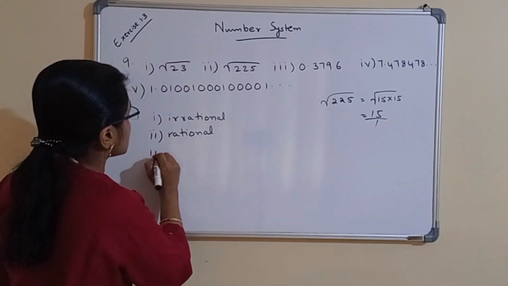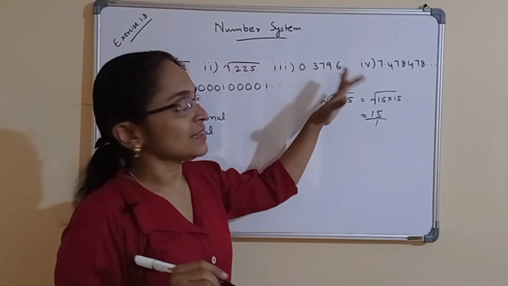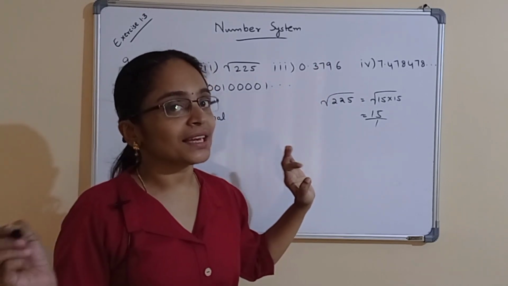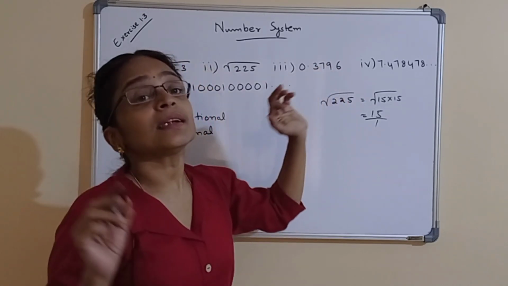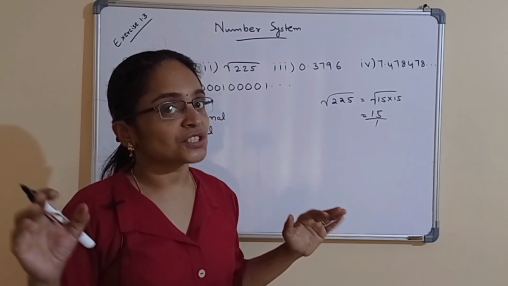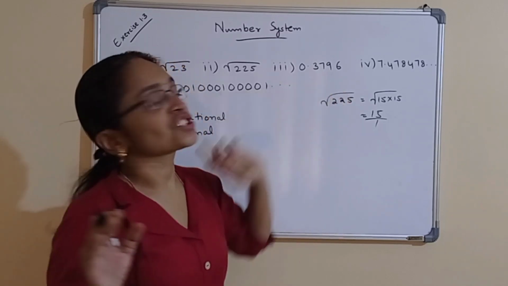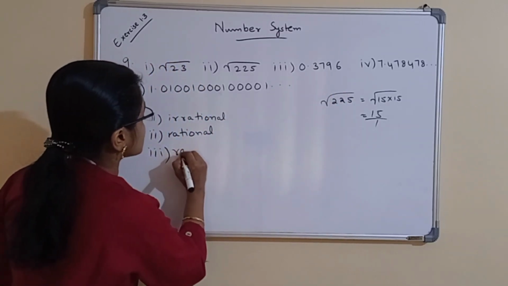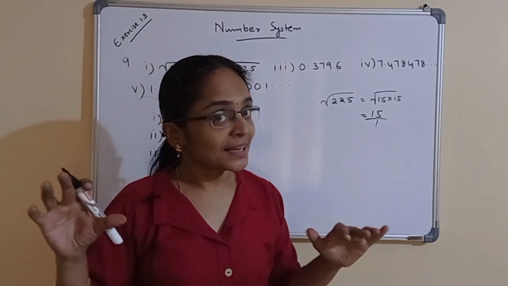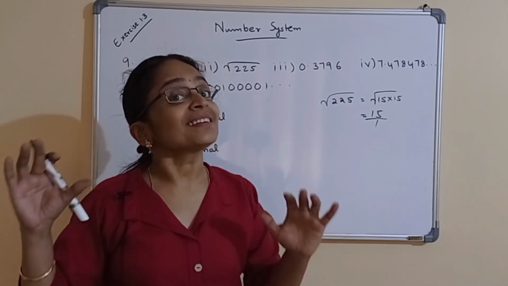Now third one, 0.3796. It is terminating. We don't have any digits after this. After 6 we don't have any numbers, which means this is a terminating decimal. And a number having terminating decimal expansion is a rational number. So it is rational. Rational numbers can have either terminating decimal expansion or non-terminating recurring.